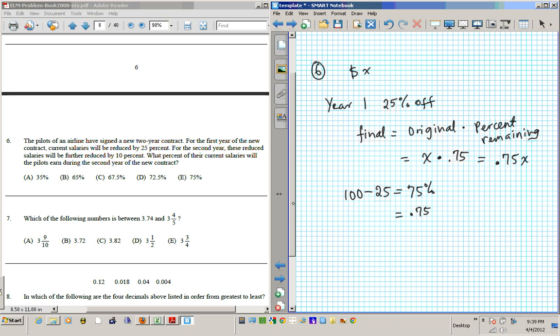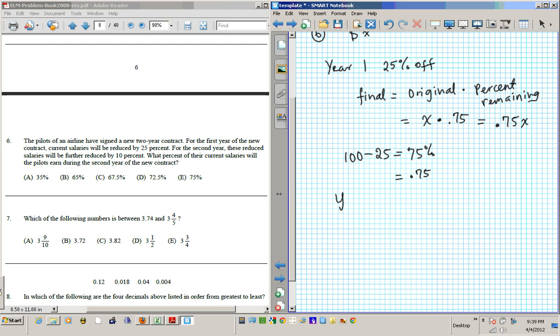Okay, this basically means 75% remaining. All right, for year two, we have 10% off. So what's the final amount going to be? The final amount is going to be the same process, right? It's going to be the original times the percent remaining. Okay?